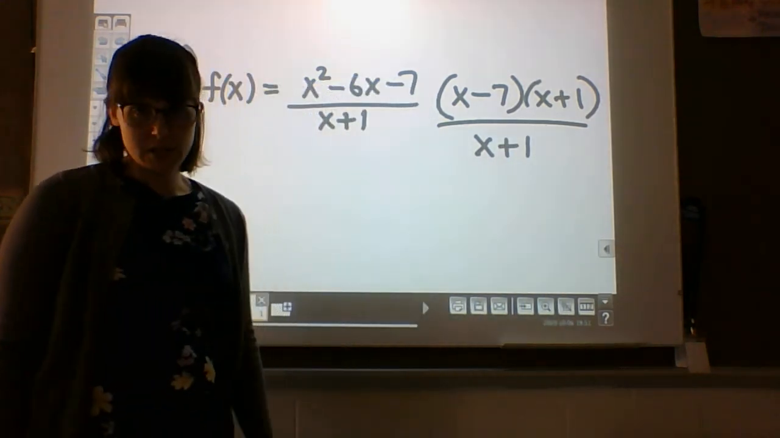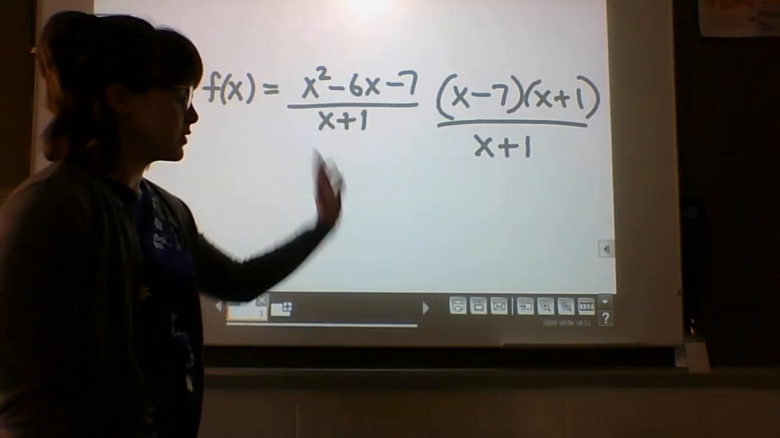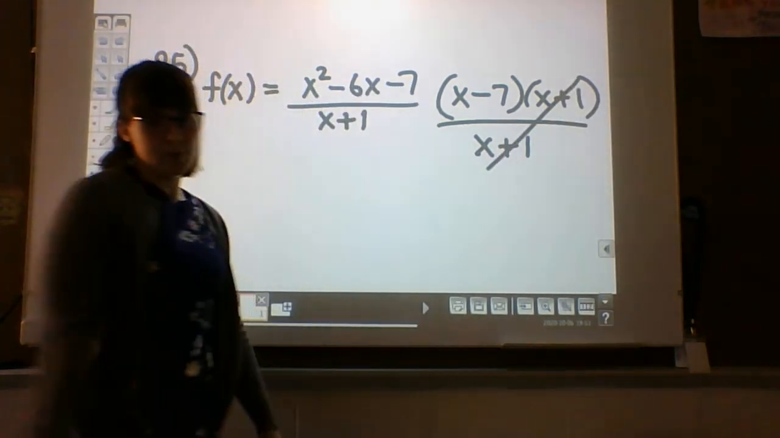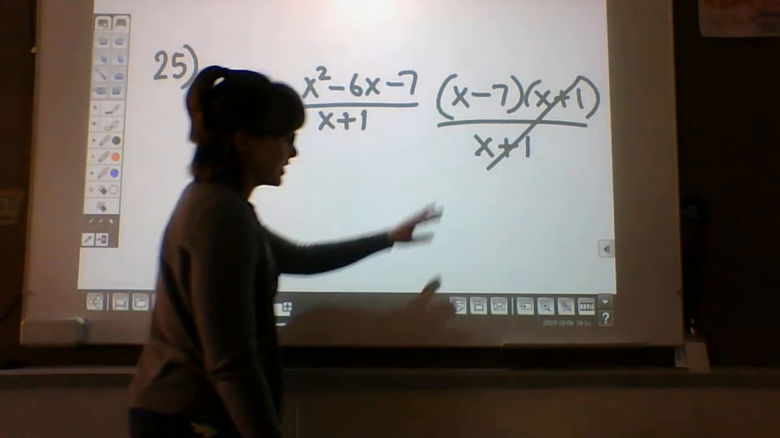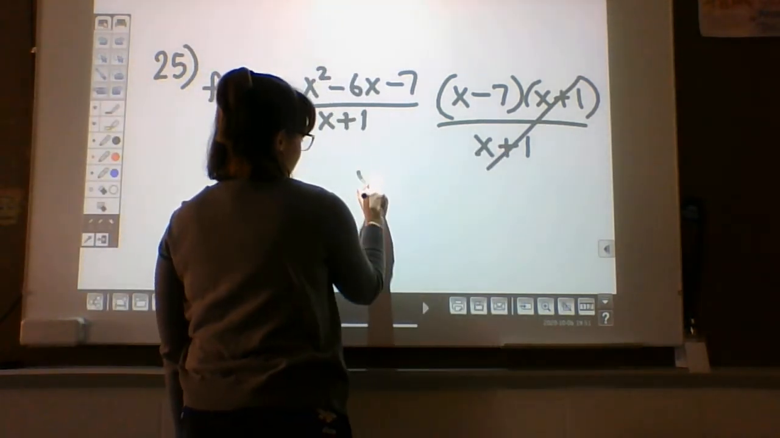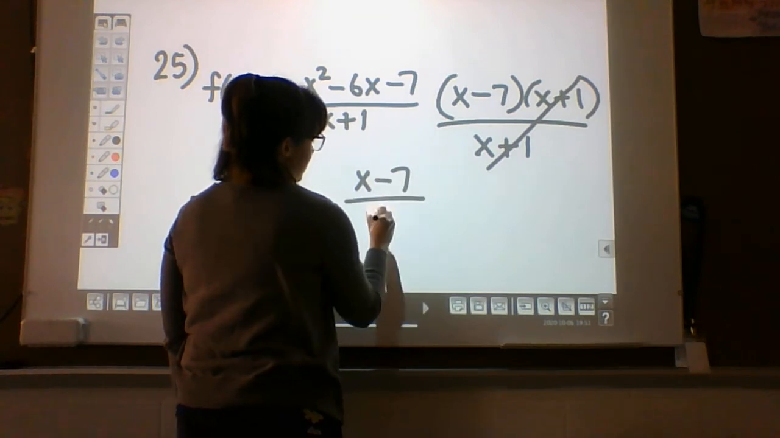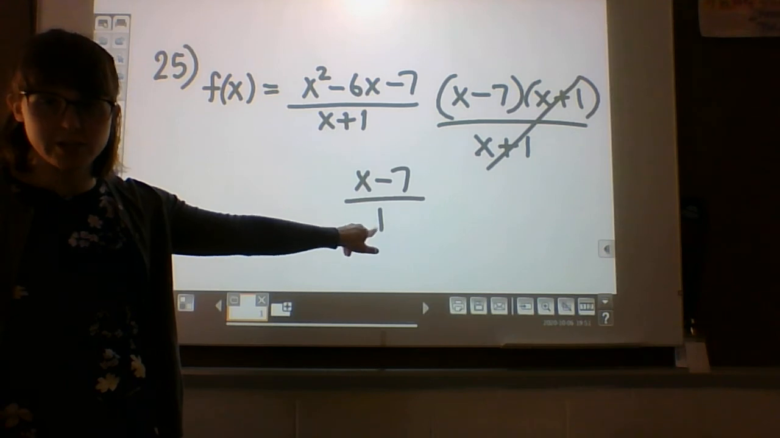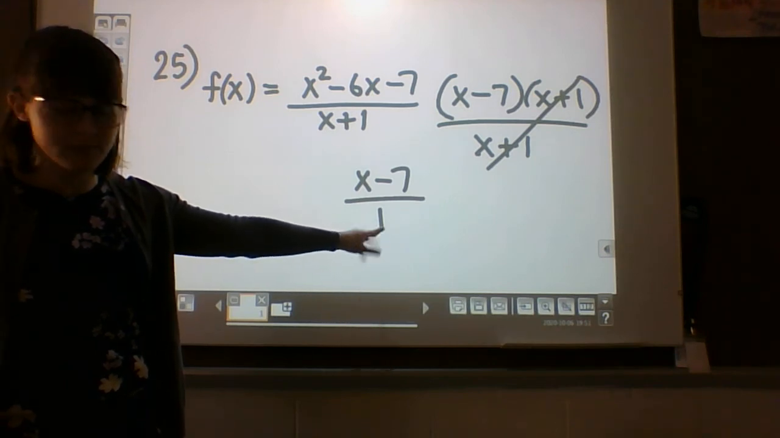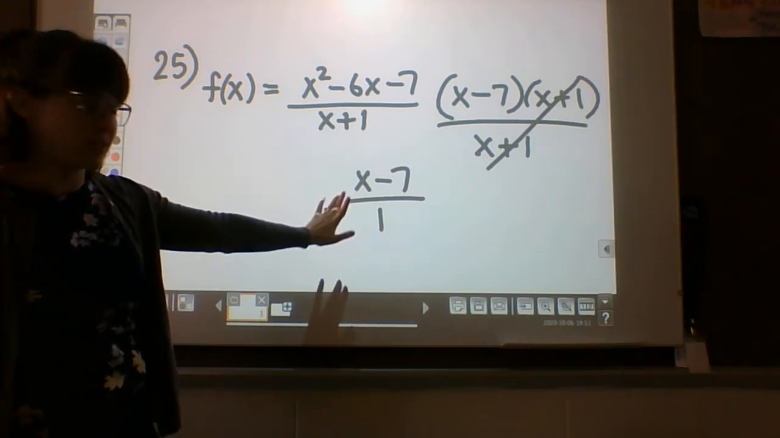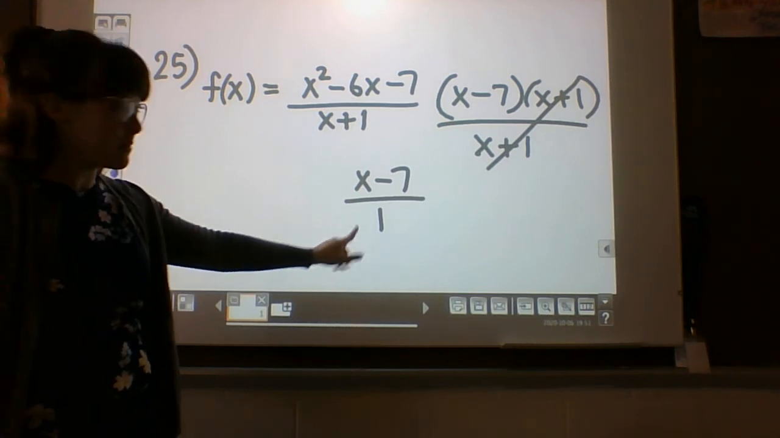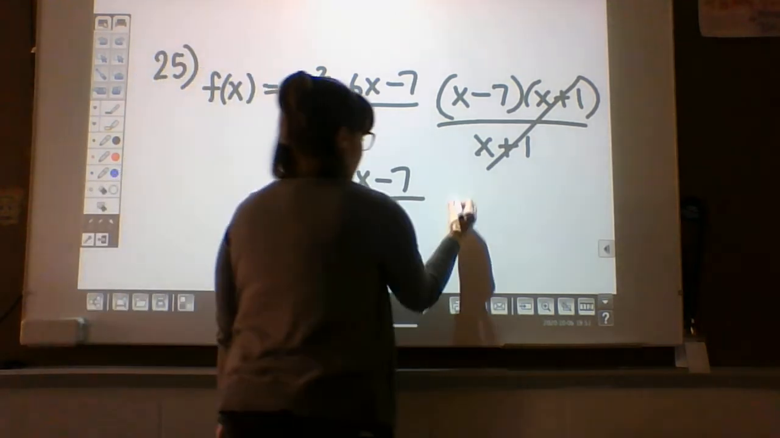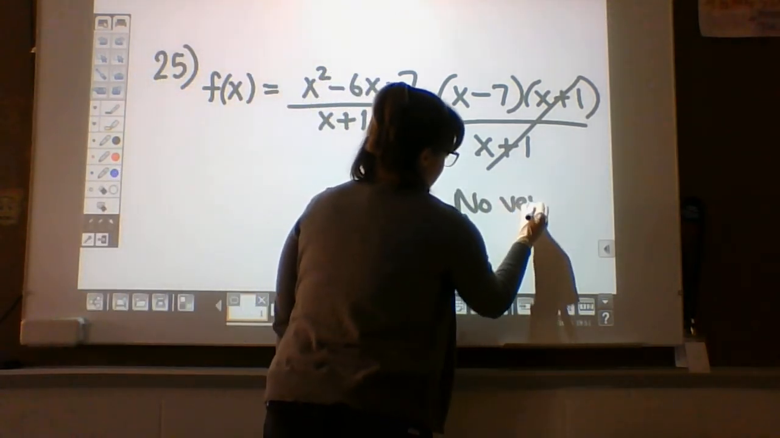Okay, and on the bottom, we have x plus 1. So as you can see, we can cancel out the x plus 1s. And if you remember, when you cancel something out, if everything's gone, a 1 replaces it. So what I'm left with now is x minus 7 over 1. Now, I cannot set 1 equal to 0 and solve for x because there is no x there. So, because of that, we're going to say that there are no vertical asymptotes because I cannot set 1 equal to 0 and solve for x. Okay, so there are no vertical asymptotes.